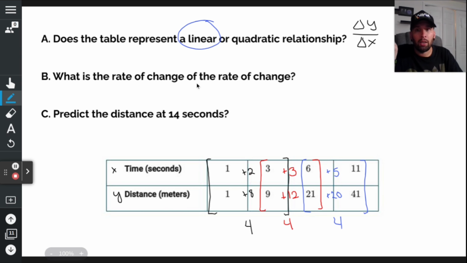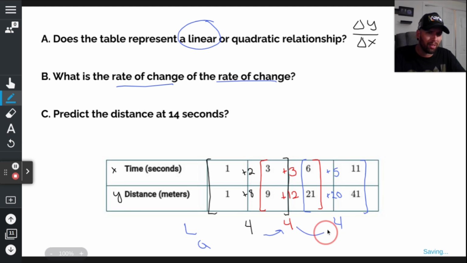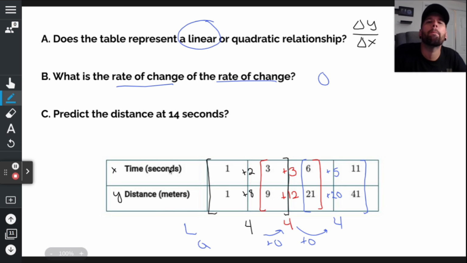What is the rate of change of the rate of change? Well, that implies that it's quadratic. So it's linear. For a linear function, the rate of change of the rate of change is going to be 0, no matter what. Even if I were to write these all out perfectly, it's going to be 0. So what's the rate of change of the rate of change? 0. If I give you a linear function, the rate of change of the rate of change is 0, which means acceleration is 0.